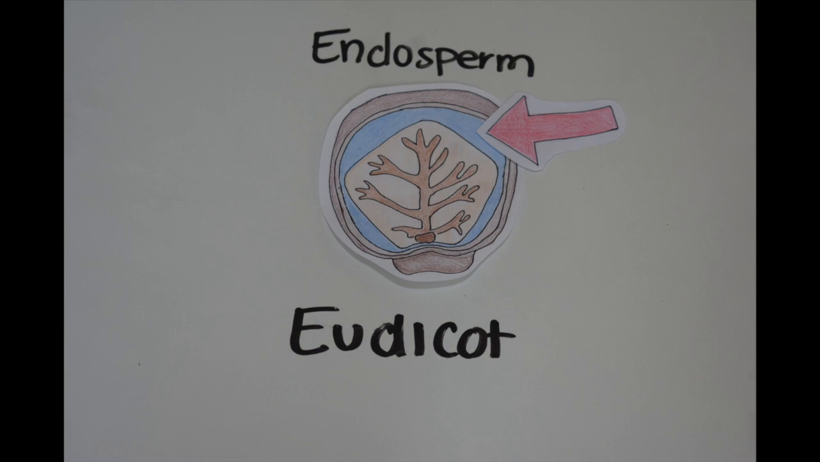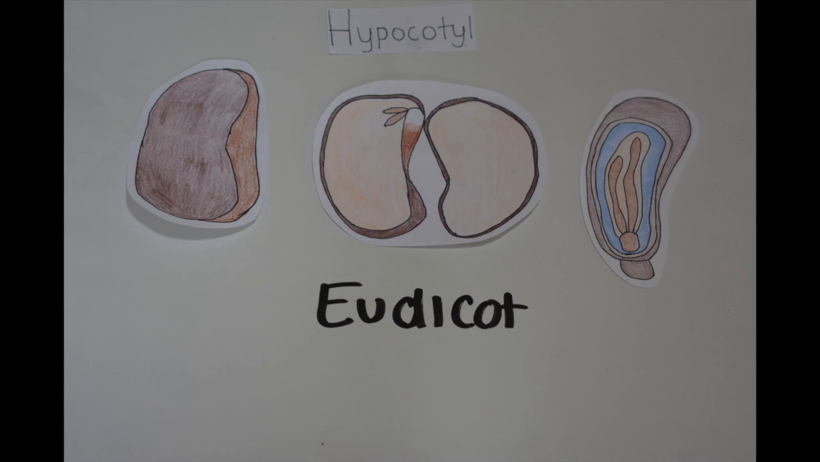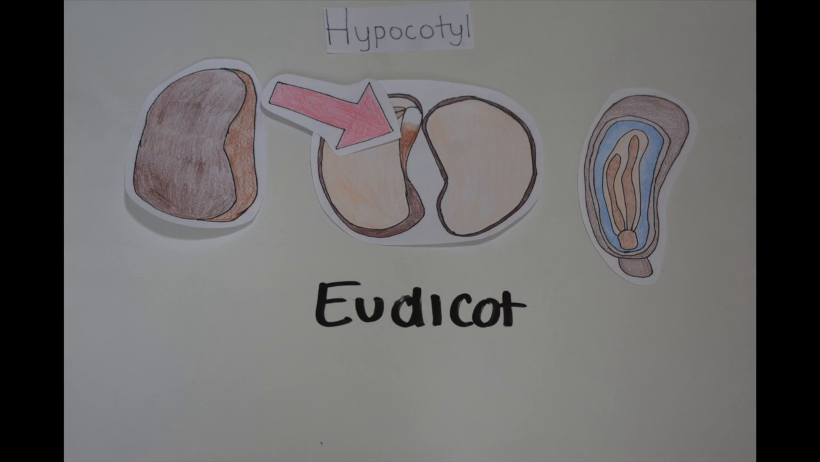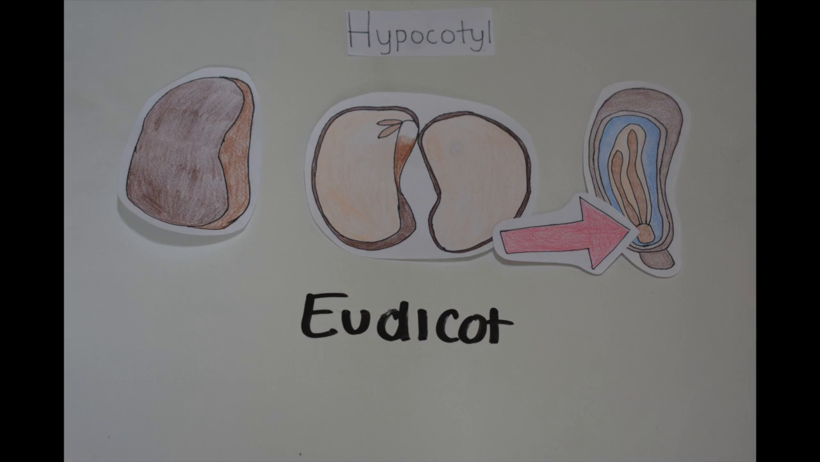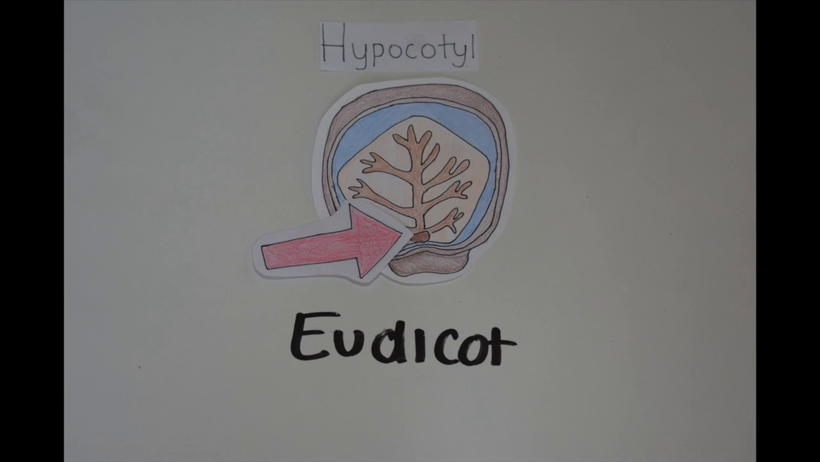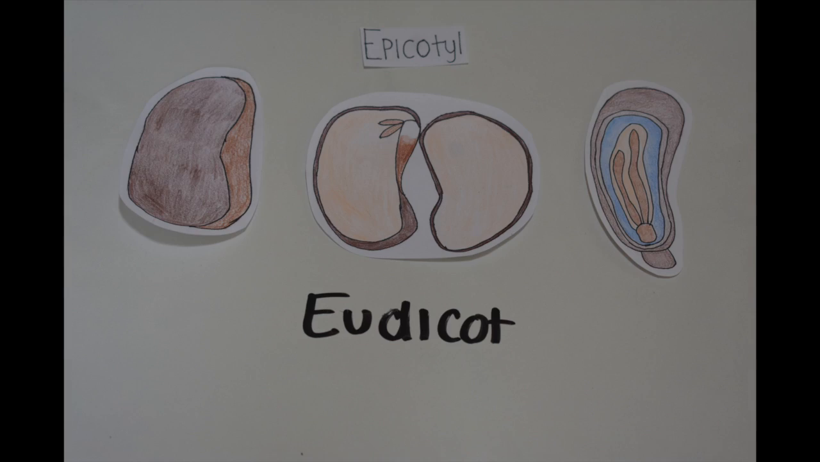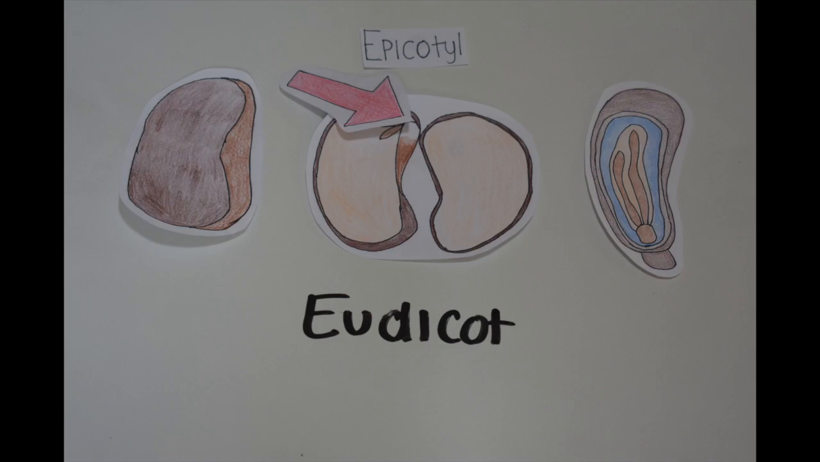So let's look closer at its structure and its functions. The cotyledons are attached to the embryonic axis called the hypocotyl. It terminates in the radicle or the embryonic root. Above where the cotyledons are attached and below the miniature leaves is the epicotyl or the young leaves.